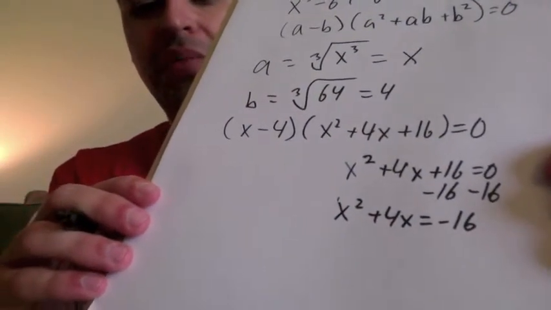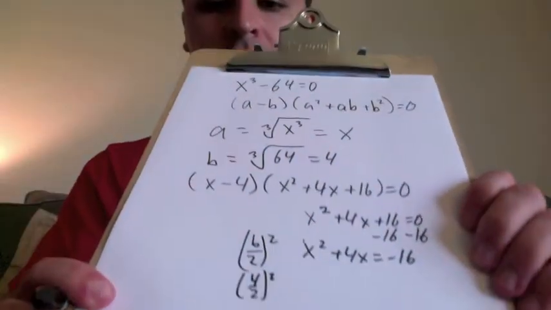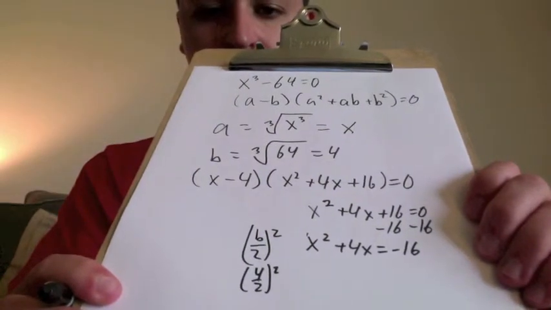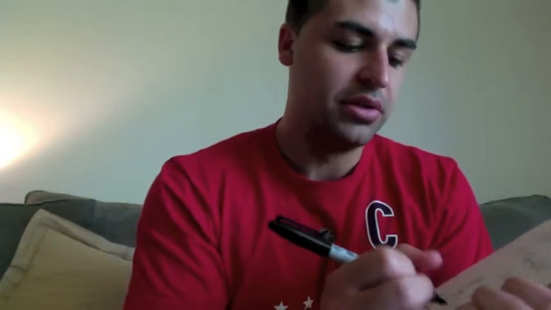Alright, and now we have to get our b over 2 and square it. So b over 2 squared would give us 4 over 2 squared, right? So that's 2 squared, or 4. So we get x squared plus 4x plus 4 equals, and you're going to add that 4 to both sides, so you would get 4 and negative 12.